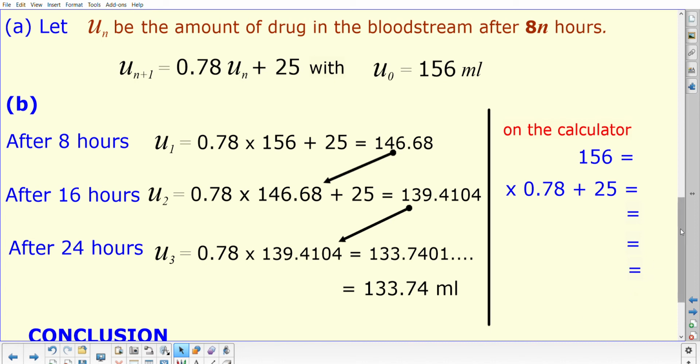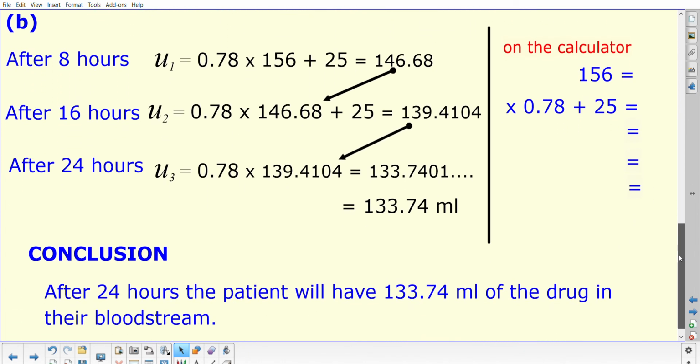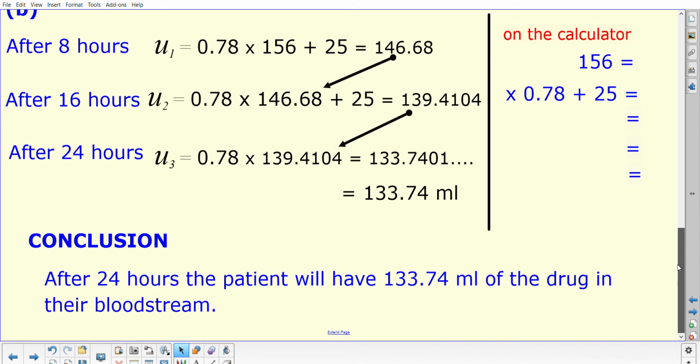So remember, this is the kind of question where you've got a problem, then you need a statement, right? Something that actually makes sense and answers the question. So a full written statement: after 24 hours, the patient will have 133.74 millilitres of drug in their bloodstream. So that is one type of practical application of what we're doing.